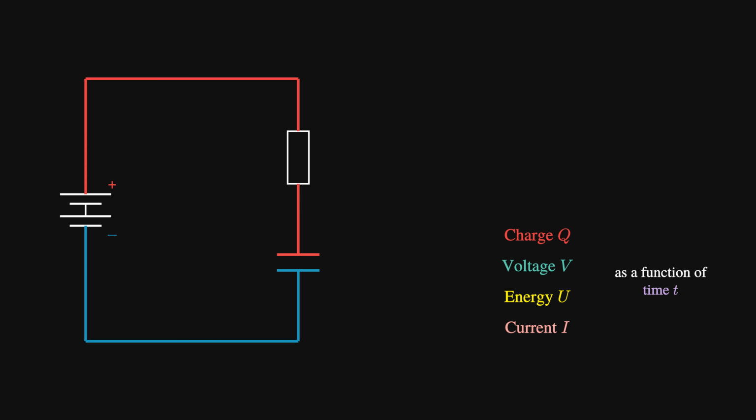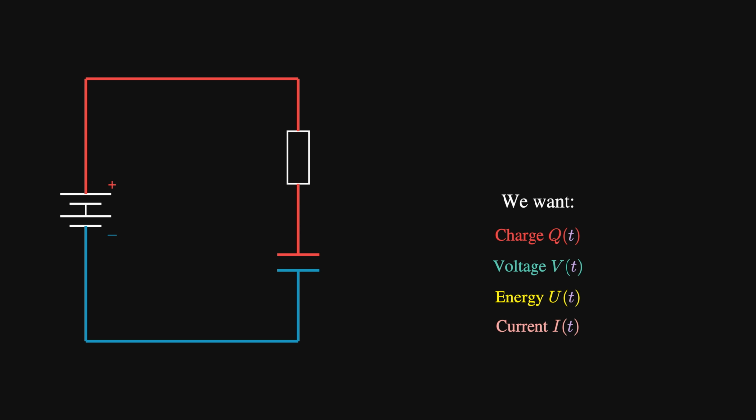Our goal is to find the charge in the plates Q, the voltage across the plates V, the energy of the plates U, and the current through the circuit I, at any moment in time. So we will start by writing these variables as a function of time t.